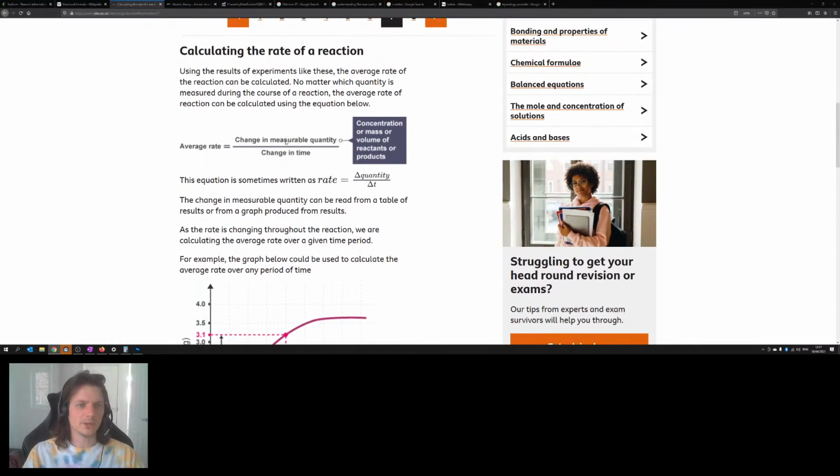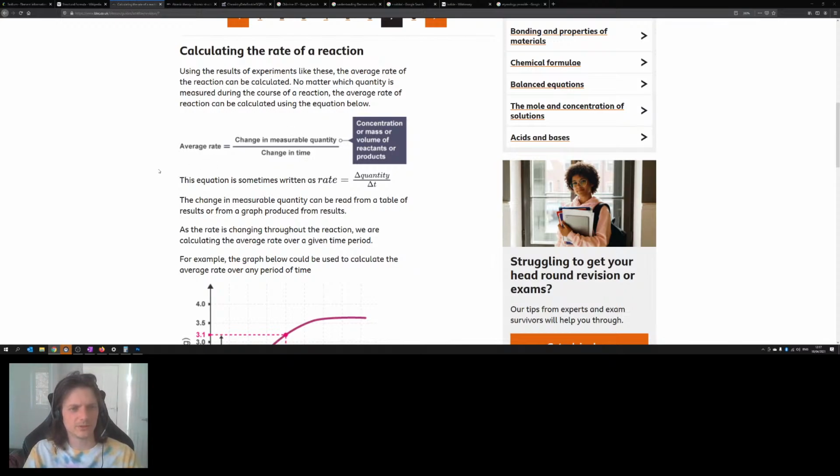So the change in measurable quantity divided by the change in time gives you the average rate of reaction. Average rate of reaction is the change in measurable quantity divided by the change in time. Wow, I wonder who worked that one out.